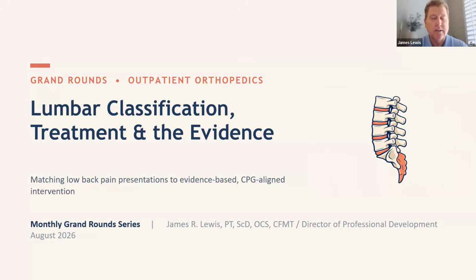And what we're going to look at today is information from APTA as well as JOSPT and their CPGs, their CPG aligned interventions, and how we can start to use this information to move away from our classic image-based, physician-based diagnosis of something like degenerative disc disease to more of a symptom-based category and classification, and how we could then use that to move into treatment.